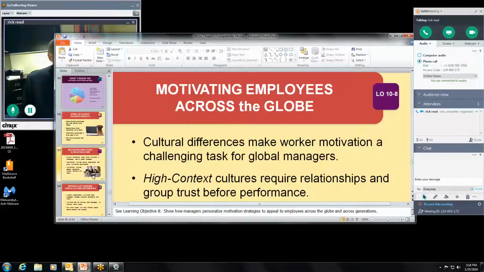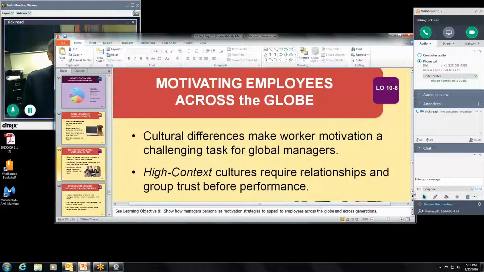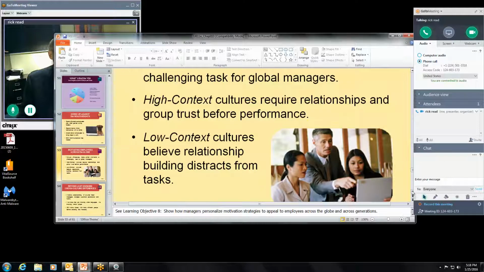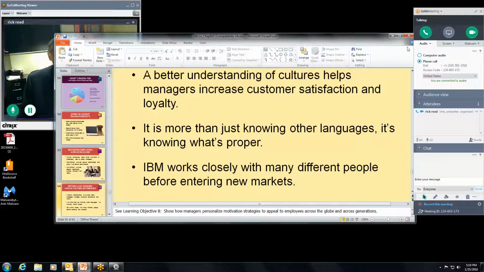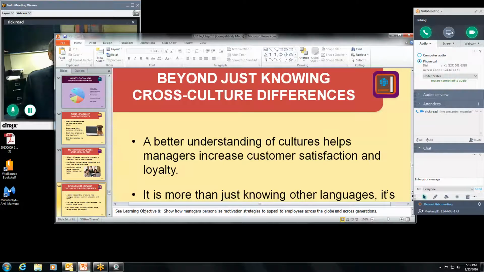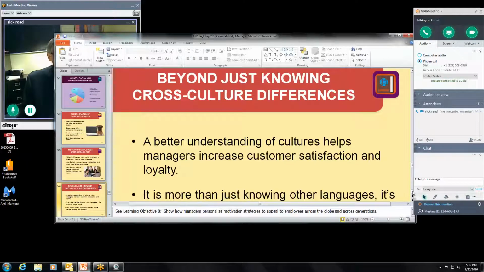We have to be careful about motivating employees across international boundaries. High context cultures, which we are not, require relationship building and trust before you get performance. We, United States, are just the reverse. Really, you need to understand the culture, and it's more than just knowing other languages. And it's very important that you know that.